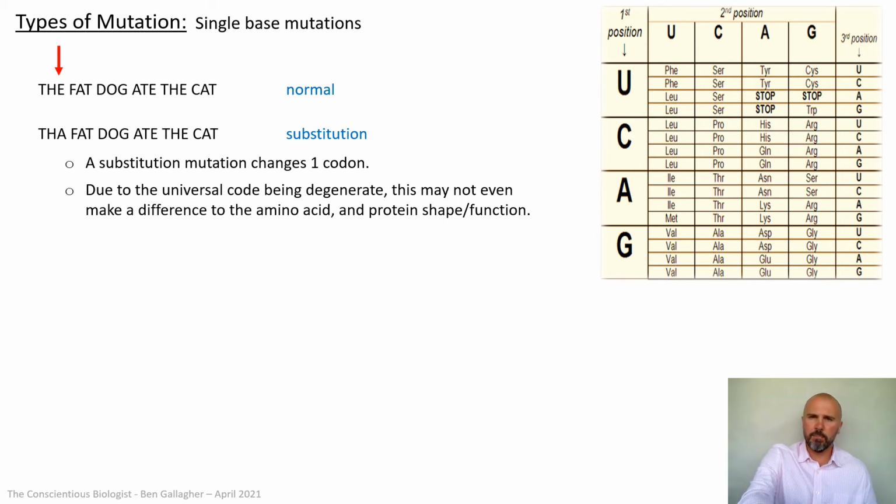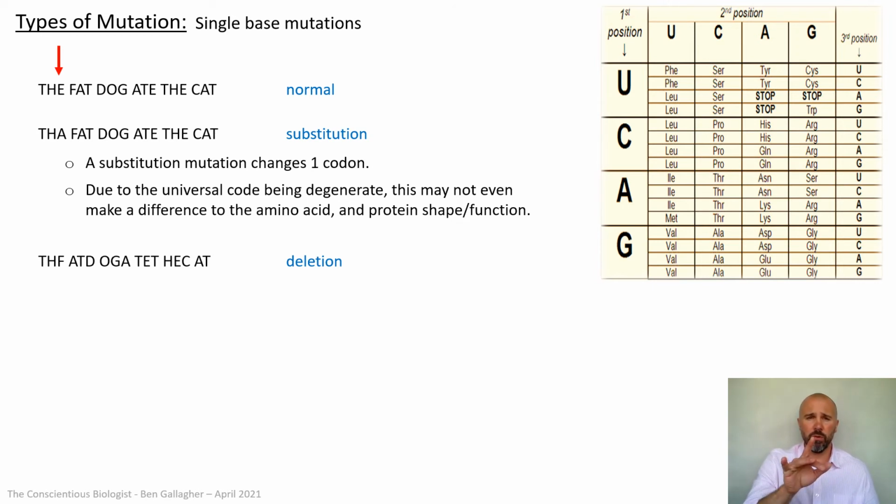Let's look at two slightly more serious forms of mutation now. Try and work out what I've done here. Have a look at what's written there. See if you can work out what I've done. Remember, the mutation is where I put that red arrow at the top. You might be able to work out what I've done there in that I've deleted the E of the.